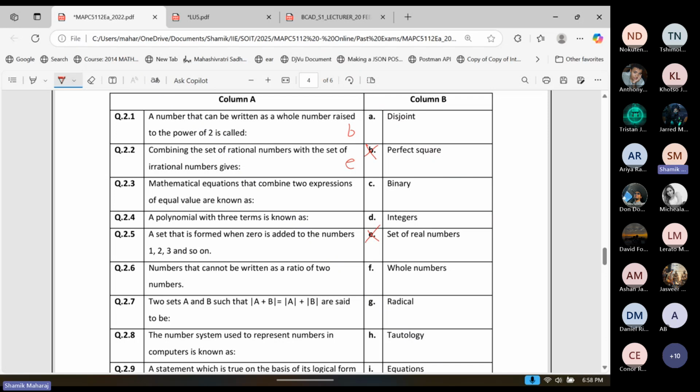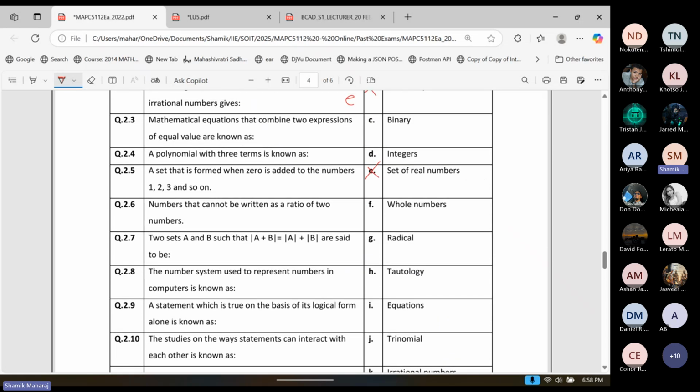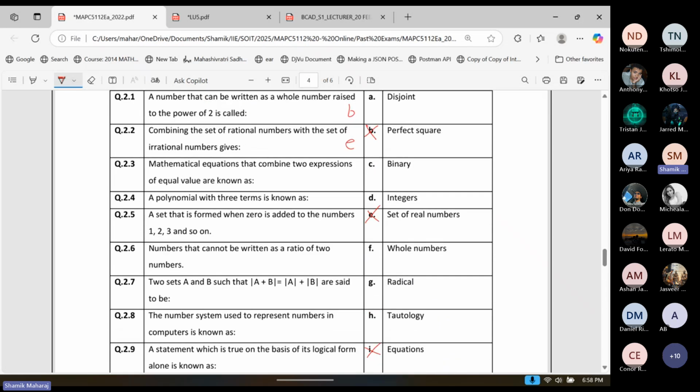Okay, 2.3, mathematical equations that combine two expressions of equal value are known as, I feel like it should be equations, but they use the word equation in the question. Mathematical equations that combine two values, that must be equations, right? Is that here? It's I, okay. So that's obviously a typo because they give the answer in the question. But okay, we'll take it.